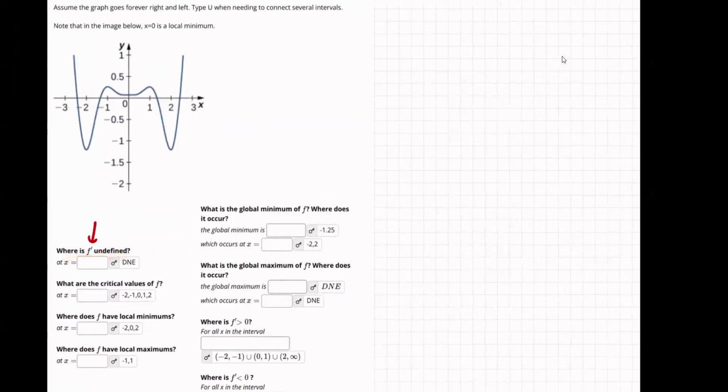Notice that's the derivative, right? Where's the undefined? Well, that means where's the derivative undefined? Nowhere. So that's D and E does not exist. In other words, if the slope is reasonable everywhere. So you might wonder, well, how would the derivative be undefined?